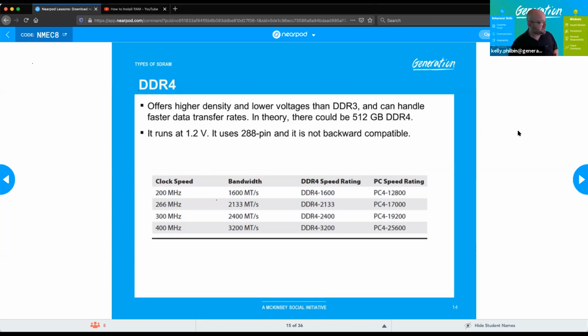All right. So DDR4 is about as high as they go. That's about as fast as it is with regards to the exam.